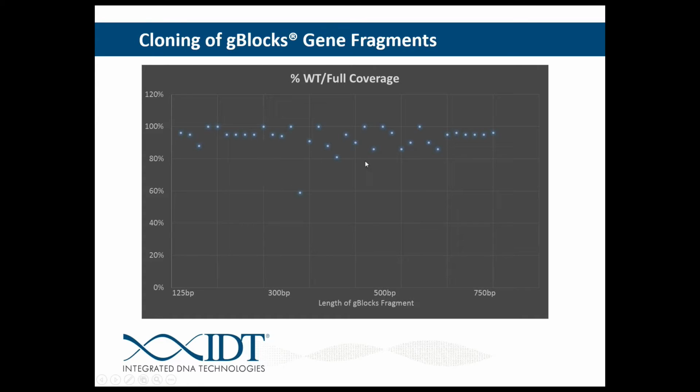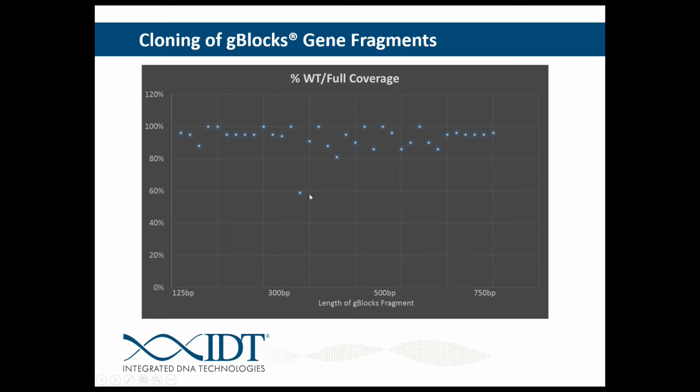So you can see it's a very consistent percentage of gBlocks that turn up as completely wild type, that is completely correct inserts within the vector. And it's only in very rare cases that we see gBlocks that have less than 80% purity in there after cloning them. So it's something that is very robust and something that is very pure that we're able to ship out.